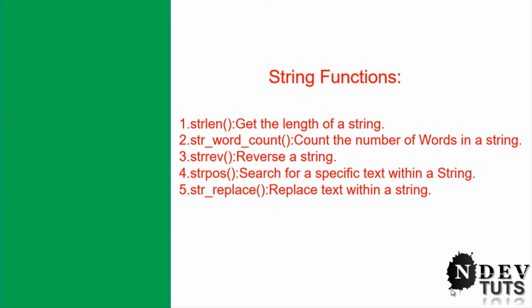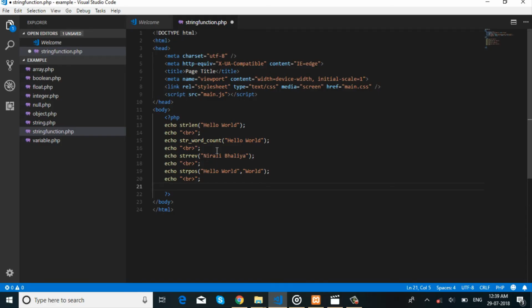Last string function is the str_replace function. It's used to replace text within a string. Let's see the demo of the string replace function. Here is an example of replacing the text world with Nirali. The PHP str_replace function replaces some characters with some other characters in a string.